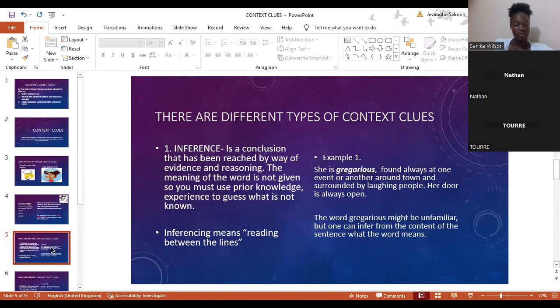Could you repeat? Oh, so we're focusing on inferencing now as a context clue, right? So if Nathan is to just sit outside, quiet, looking all confused, or look as if he's in pain, what conclusion could you draw from that?